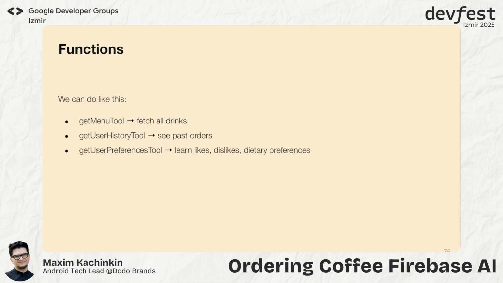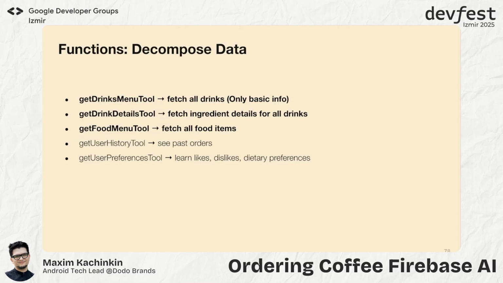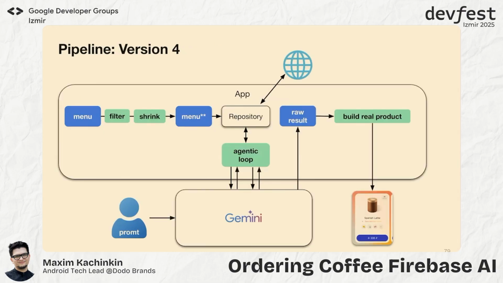And for our case, which functions can we create? We decided to decompose the menu because it's too big. And right now we have, like, get me all the drinks with basic info, get the ingredients for specific drinks based on ID, and the same for the food. And we put it in the center, in the heart of our architecture. We work with the menu, put it in some kind of repository, and then the model communicates with our menu through an agentic loop, and then gets us the result, and we build a real product.